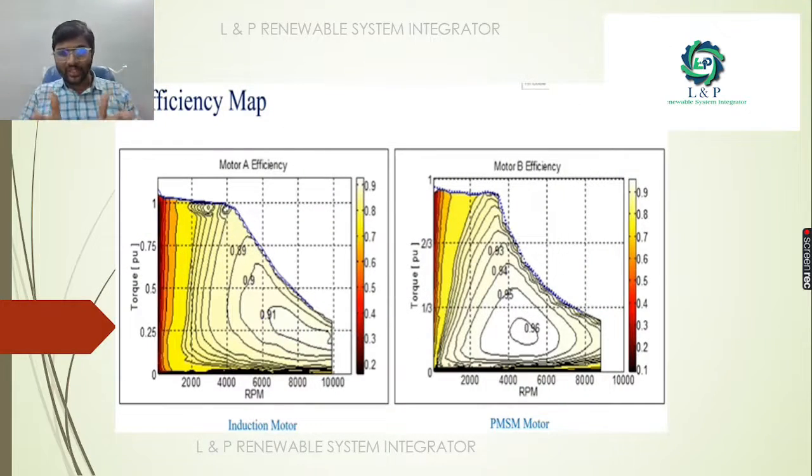If we get into the efficiency map, when compared with the induction motor, the permanent magnet synchronous motor has pretty good efficiency. If we draw a waveform between the RPM and the torque, it has pretty good features.